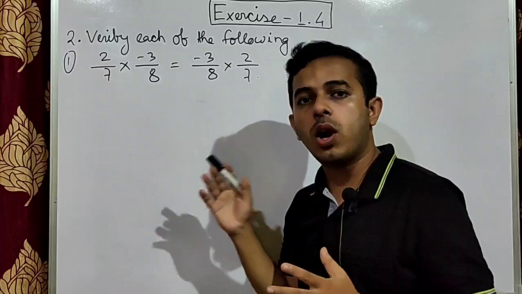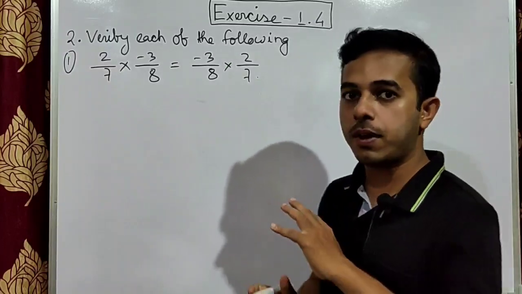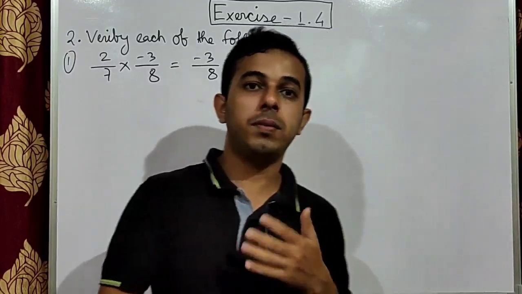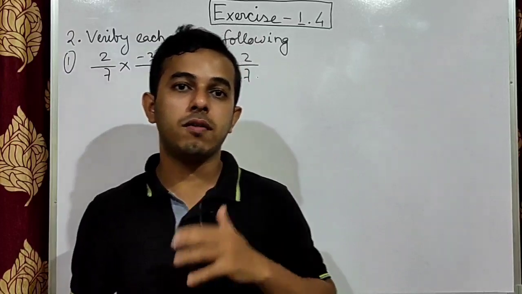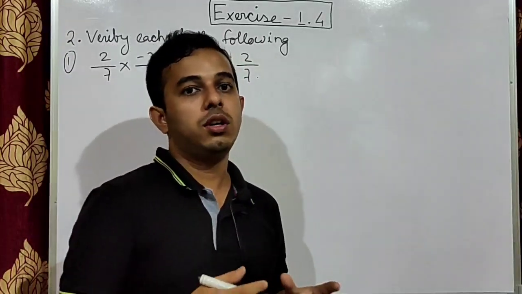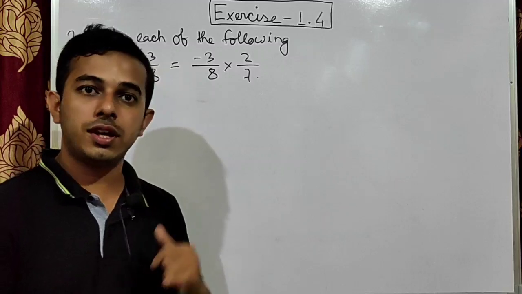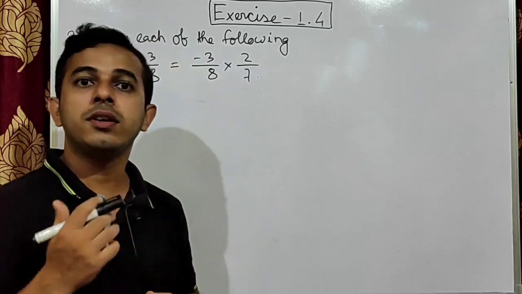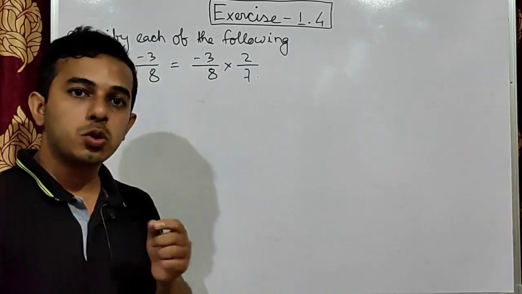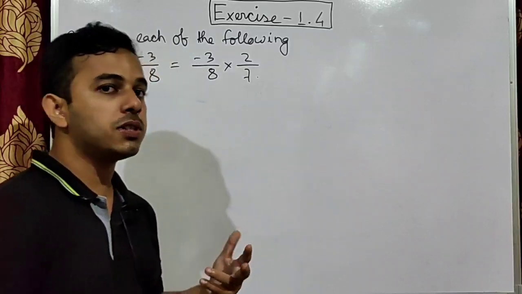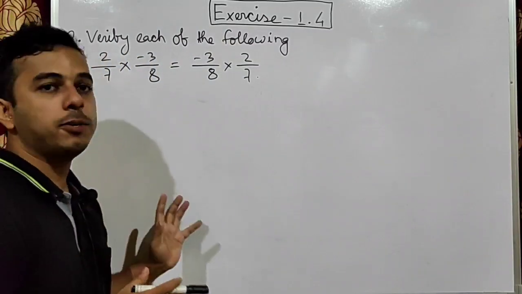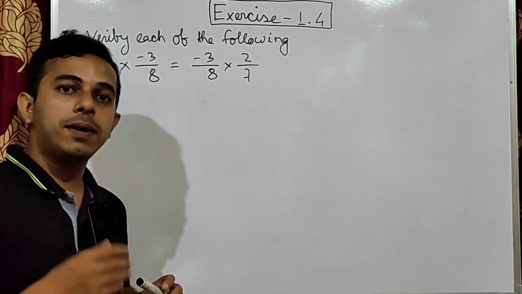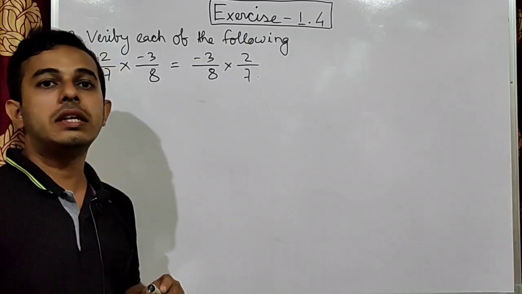Here in LHS we have multiplied in one way, but in RHS we have changed their order. That is, we brought the last one first and took the first one last. This property we know. In addition there is one property, in multiplication also there is a property, and in division also. The name of the property is commutative property. The commutative property of multiplication of rational numbers says that when we multiply rational numbers, and if we multiply by interchanging their position also, the result will be the same.